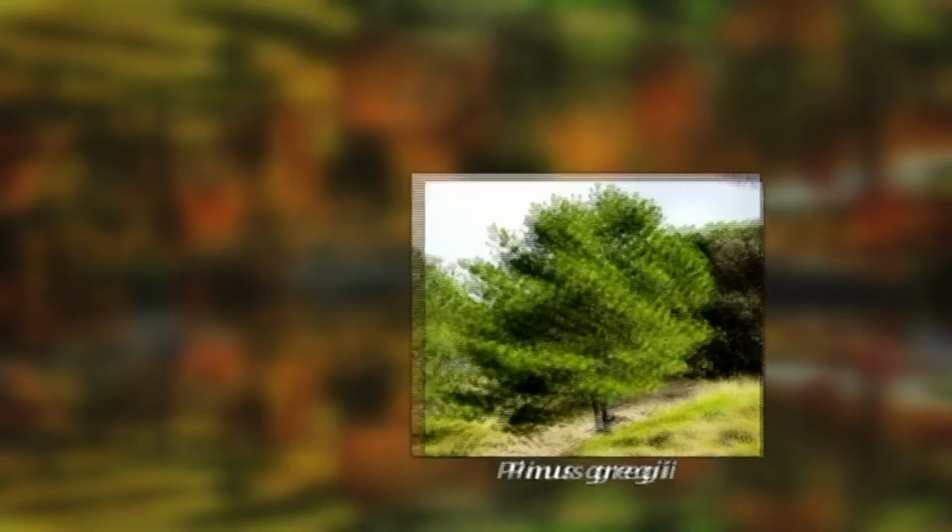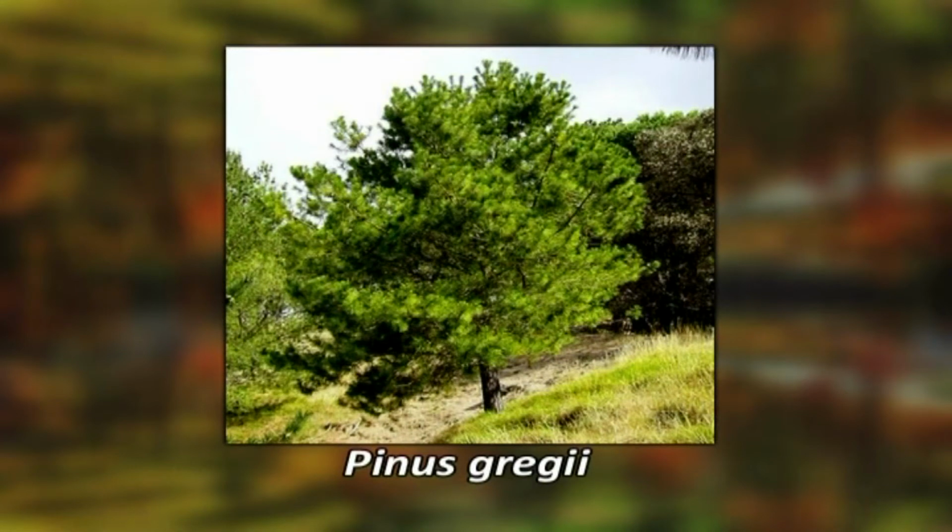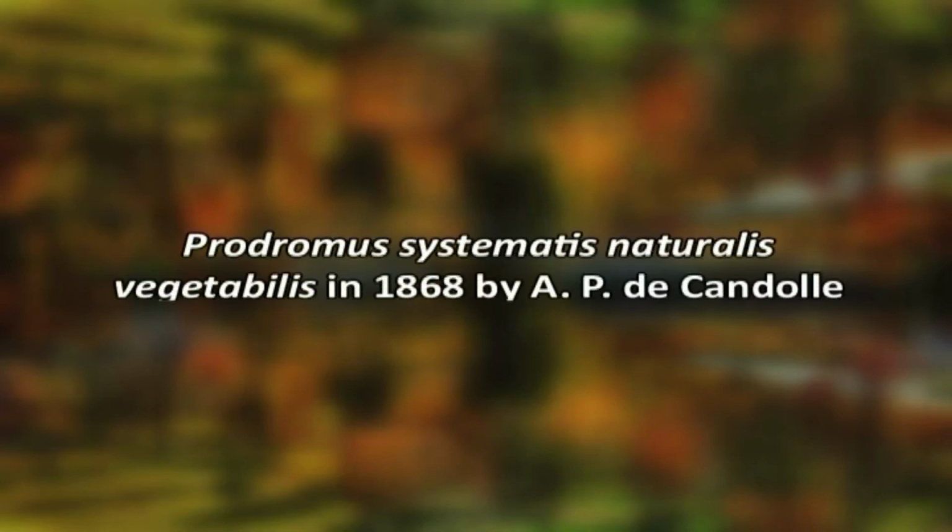If, on the other hand, the taxon appears never to have been named at all, then the scientist or another qualified expert picks a type specimen and publishes a new name and an official description. In the case of Pinus greggii, the name of the taxon was published in Prodromus Systematis Naturalis Vegetabilis in 1868 by A. P. de Candolle, without citing a holotype, described from the collections of Josiah Gregg, who collected it in 1848, with collection number 402 from Mexico.